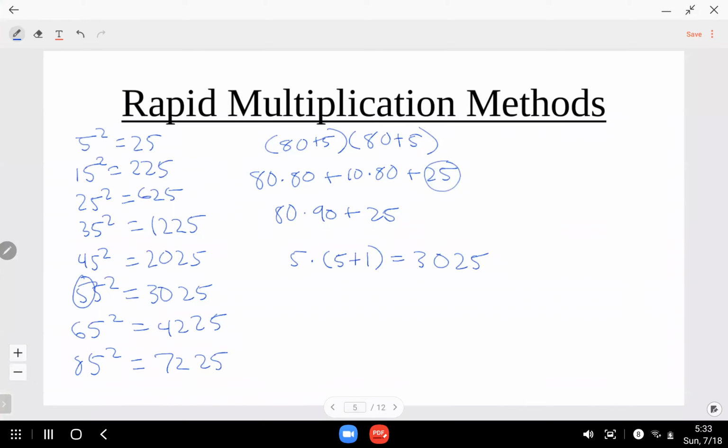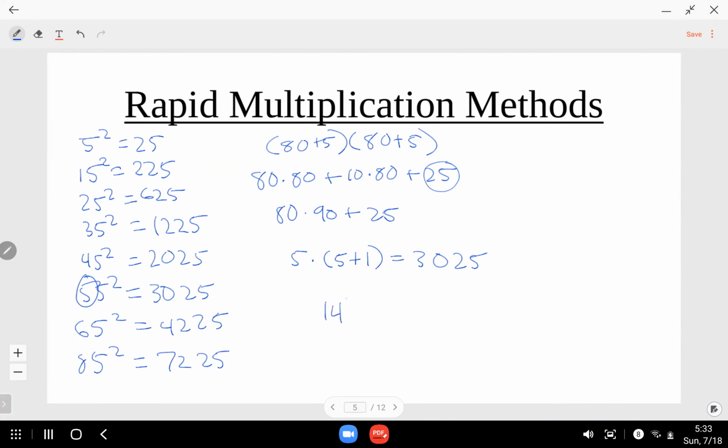We can also try this with other squares, right? Like 14 squared. Then what is that? That's 10 plus 4, 10 plus 4. 10 times 10. And then plus 10 times 8. After you do that, just add a 16 to it.